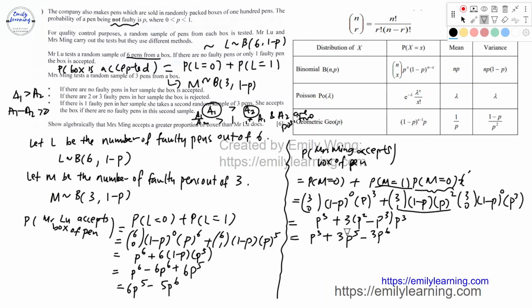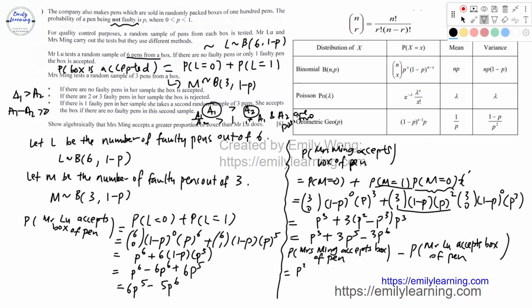All right, so what I'll do is I will take P of Mrs. Ming accepts box of pen minus P of Mr. Lu accepts box of pen. If I do the subtraction and I get a positive value, it means that the probability of Mrs. Ming accepting the box is greater than the probability of Mr. Lu accepting the box. So let's do it this way.